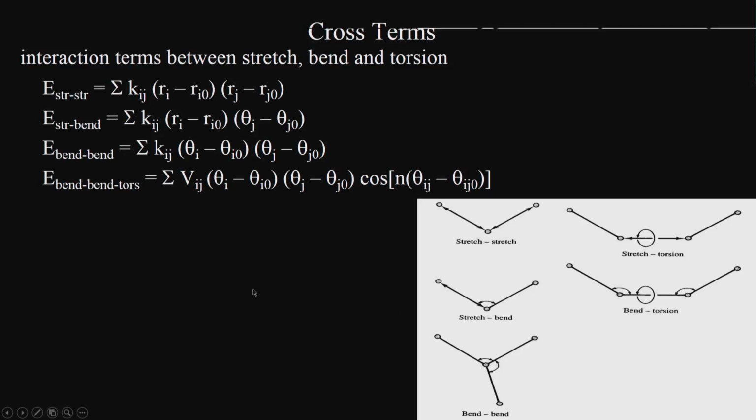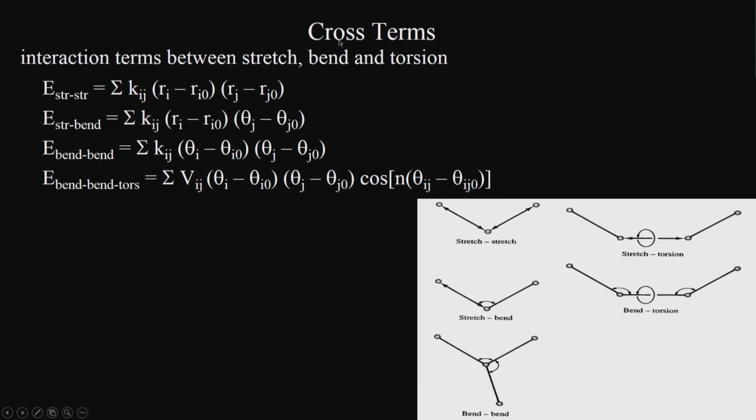Now, we can also have cross terms. Imagine that just because you are stretching a particular bond, the other bonds and other angles remain constant. That is not true. There is always going to be some interaction. If I bend a system, of course the bond length may change. So, that is why we call them cross terms.